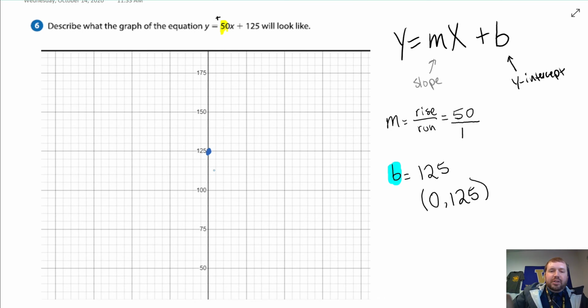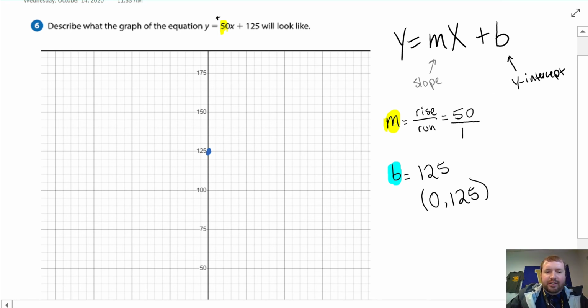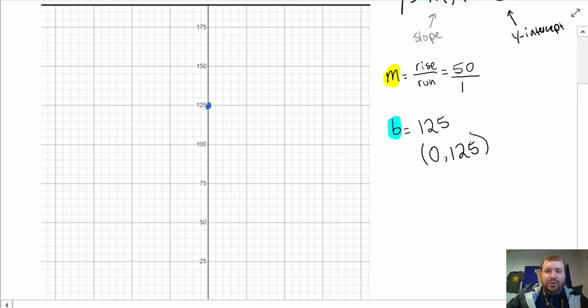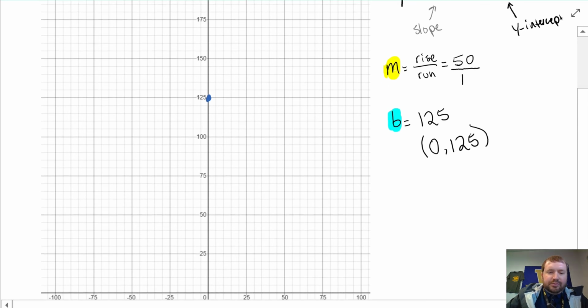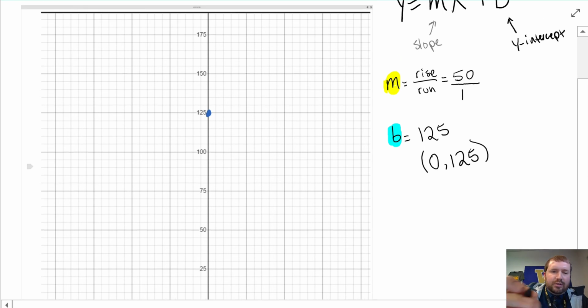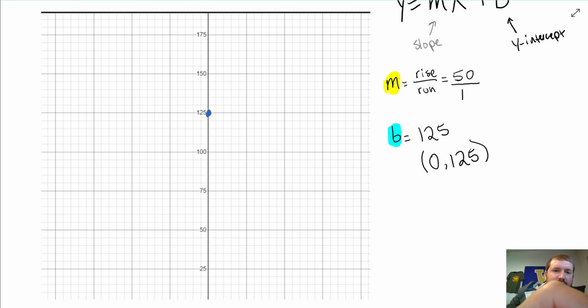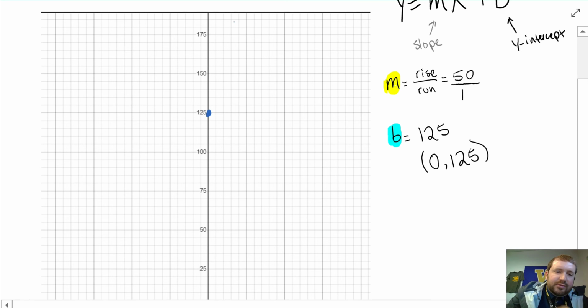Okay, let's go back to our slope. Our slope is 50, so we can go up 50 and over 1. If we go up 50, that will bring us to 175. And with this graph here, I've made every space equal to 5.